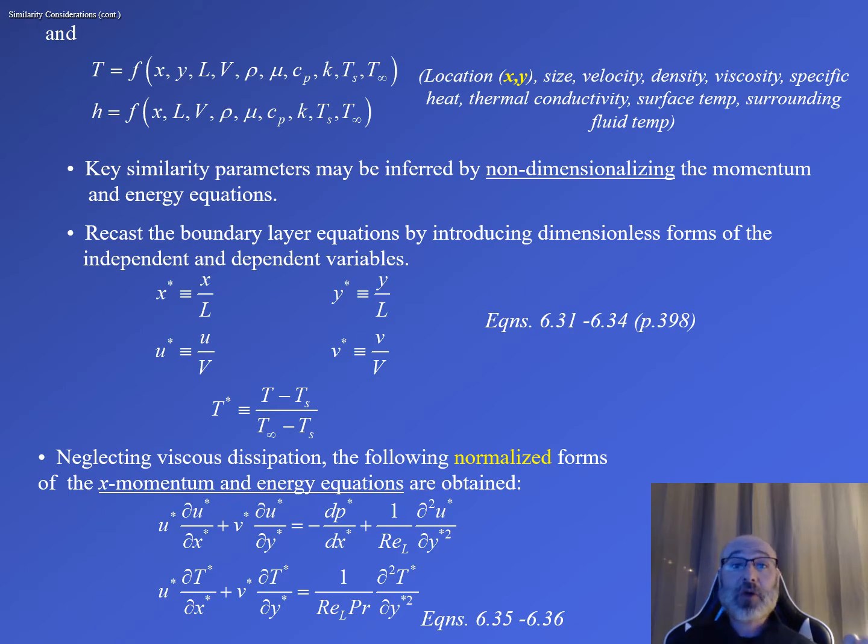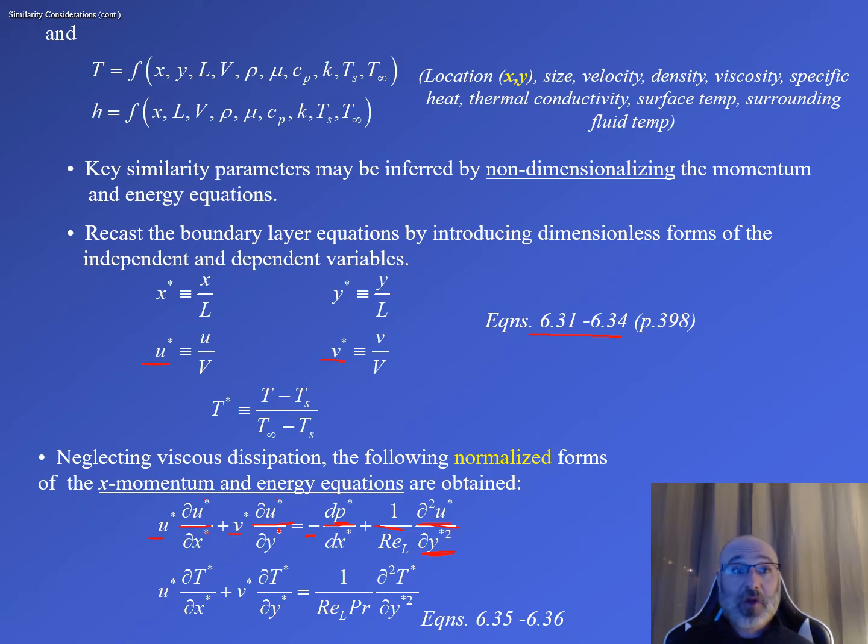These relate back to our equations 6.35 and 6.36 in our textbook. So we have our dimensionless parameter u star times the partial of u star with respect to x star, both dimensionless, plus our v star, from equations 6.31 to 6.34 in our textbook, times the partial of u star with respect to y star, again both dimensionless. This is equal to the negative derivative of p star with respect to x star, dp star over dx star, plus 1 over our Reynolds number times the second partial derivative of u star with respect to y star.